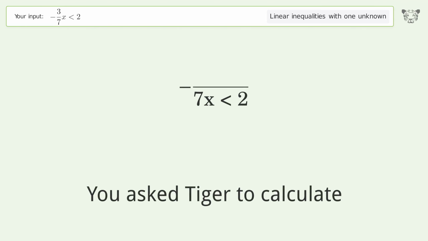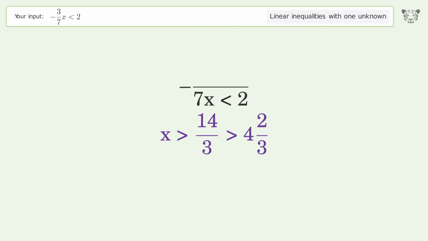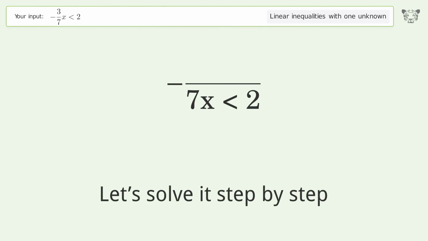You ask Tiger to calculate. This deals with linear inequalities with one unknown. The final result is x greater than negative 14 over 3 greater than negative 42 over 3. Let's solve it step by step.